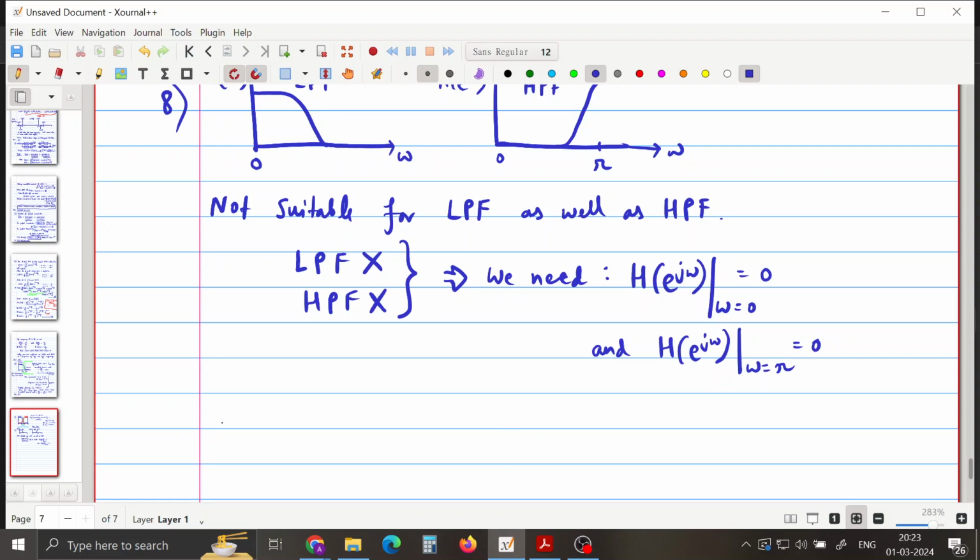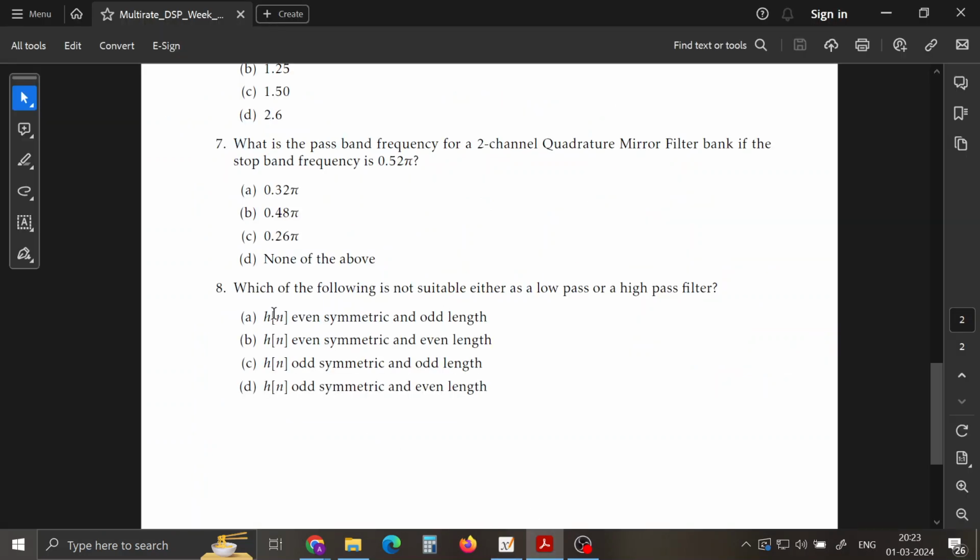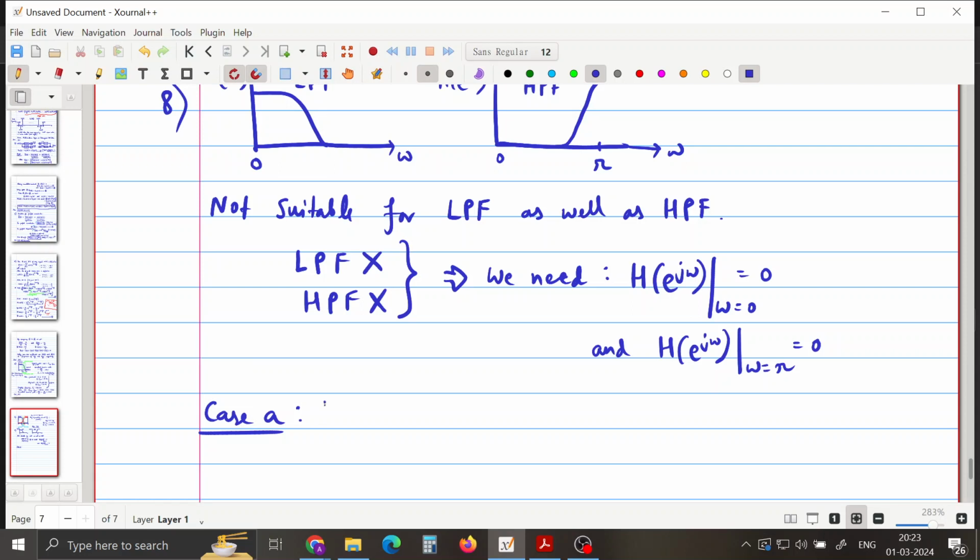So now let's do a case by case analysis. Case A, corresponding to your option A. Option A tells us h of n is even symmetric and of odd length. An odd length means the order should be even, because the order is one less than the length. So if length is odd, order is even.